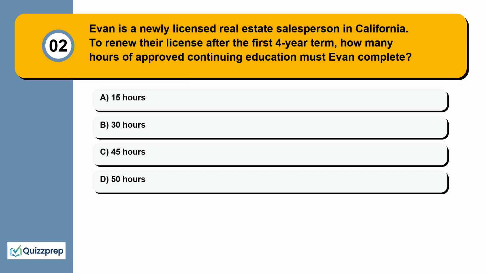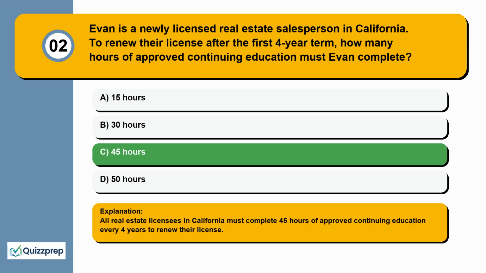Question 2. Evan is a newly licensed real estate salesperson in California. To renew their license after the first 4-year term, how many hours of approved continuing education must Evan complete? 15 hours, 30 hours, 45 hours, 50 hours.